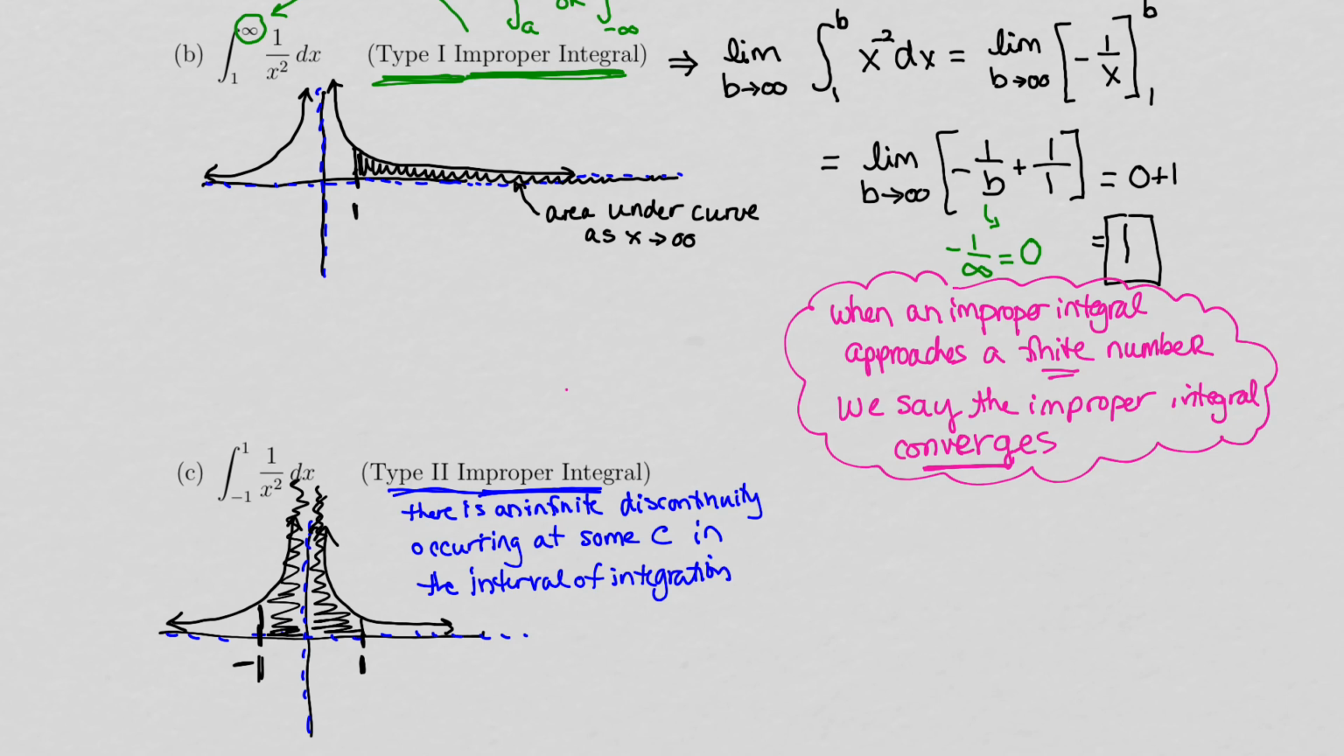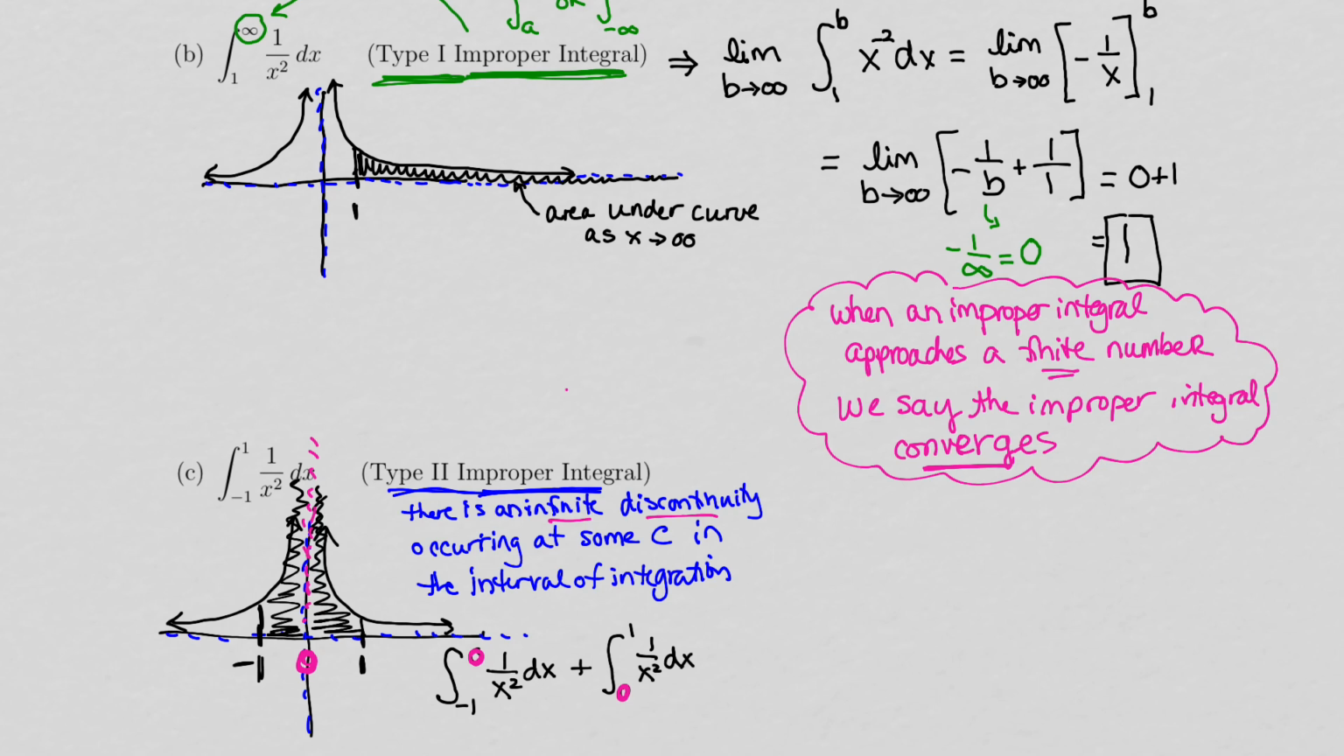For our example, the problem is happening at 0. And so I would be looking at two separate integrals then. I would be looking at two improper integrals. I could split up the integral from -1 to 1 as the integral from -1 to 0 and 0 to 1, where 0 is my problem, right? That's where I have this vertical asymptote or infinite discontinuity.